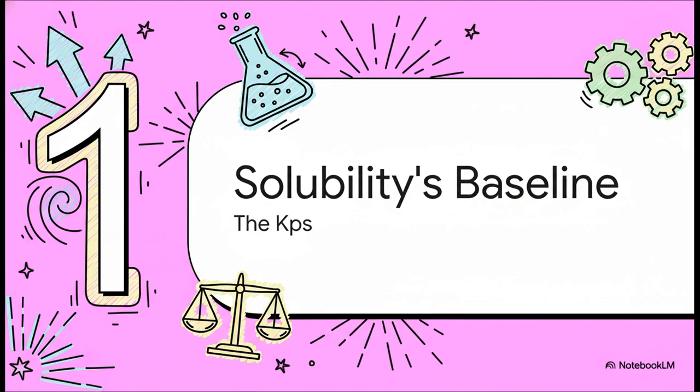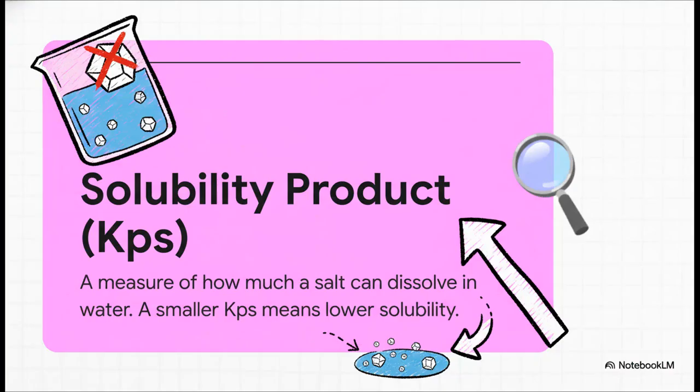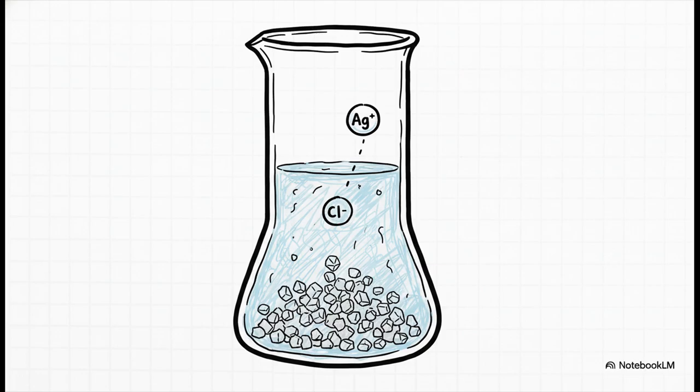To even start tackling that problem, we need to understand the rules of the game. And in the world of solubility, the most important rule is a little something called the solubility product constant, or KSP for short. Think of the KSP as a hard and fast saturation limit. It's a number that tells you the absolute max amount of a compound that can possibly dissolve. If you try to add even one more grain, the solution basically says, nope, I'm full, and that extra stuff just stays solid. So a really, really small KSP value, that's a huge red flag that a compound just does not want to dissolve.